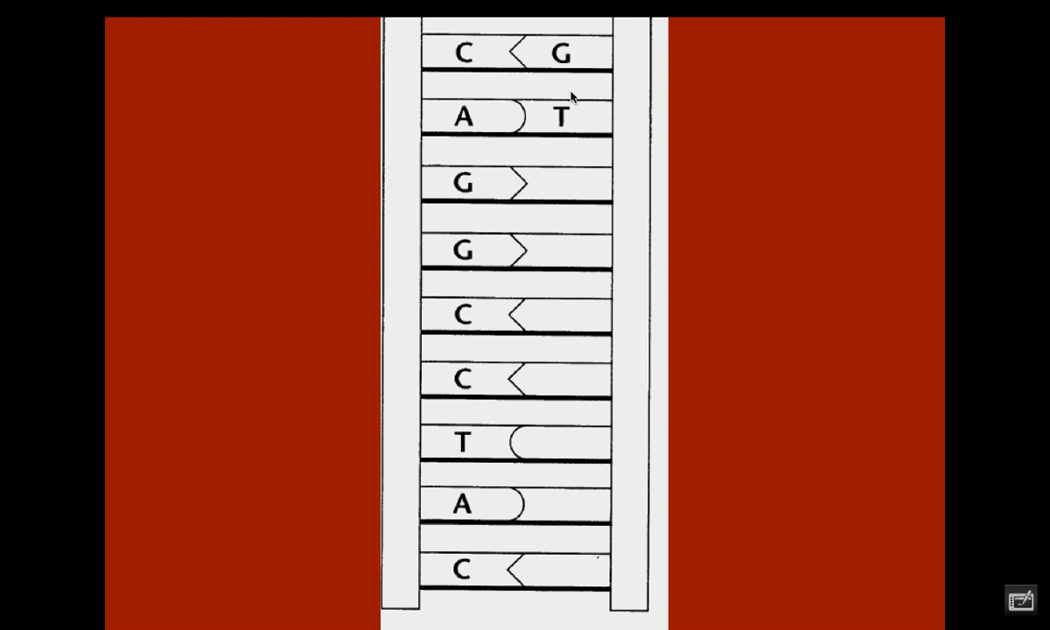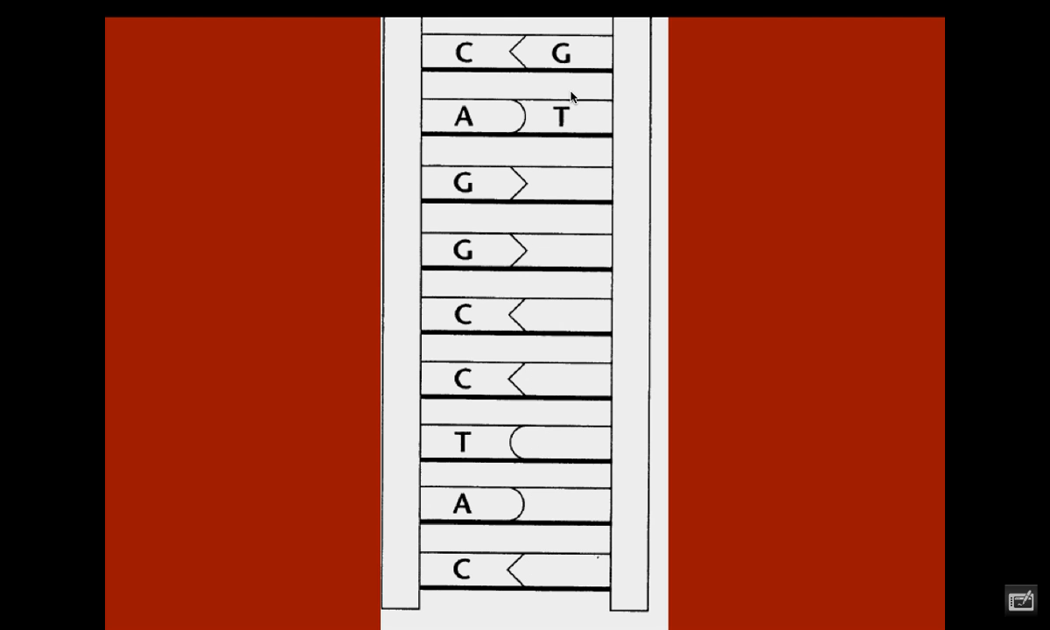So the next one here we have G, so that will pair with C. Another G pairs with C. C pairs with G. C pairs with G. T pairs with A, A pairs with T, and C pairs with G on the way down.